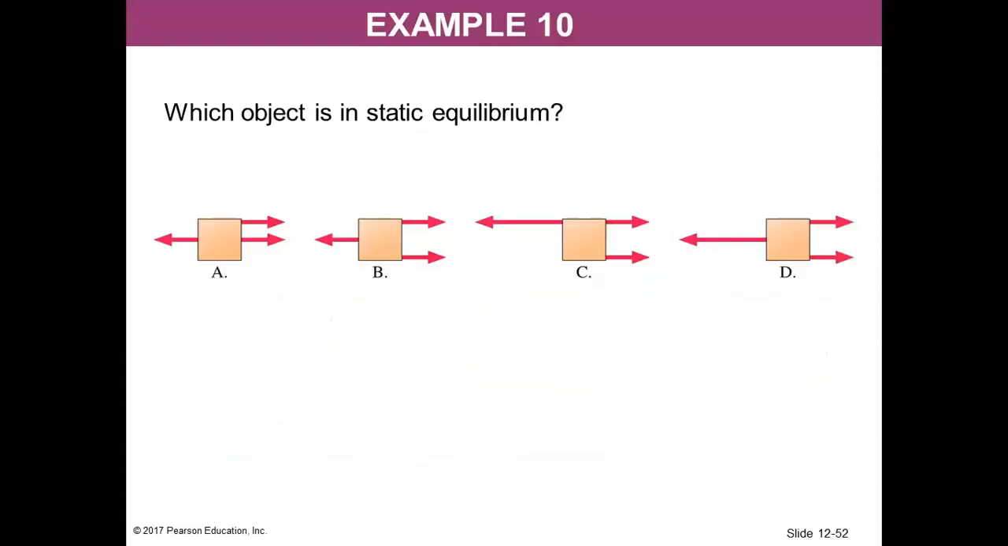Okay. Which object is in static equilibrium here? The object will be in static equilibrium if the horizontal forces balance the opposite forces. As you can see, these ones at A are not equal, so they don't balance. The forces acting towards east are twice the one acting towards west. So it's clear that D is the correct answer.